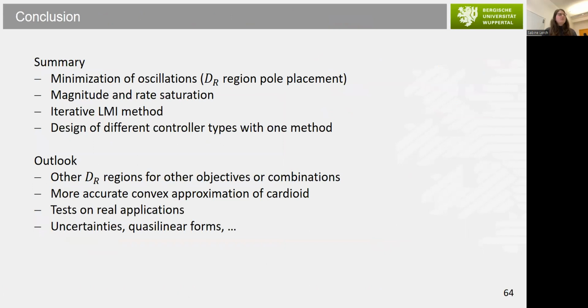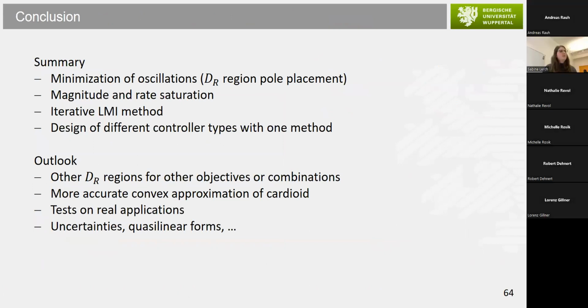So to summarize my talk, we minimized oscillations by a DR region pole placement, and we could take into account magnitude and rate saturation, and without stability loss, or we could even guarantee stability for those kind of systems. This has been done iteratively, and one of the main contributions of this work is that we can now design different controller types with only one LMI method.